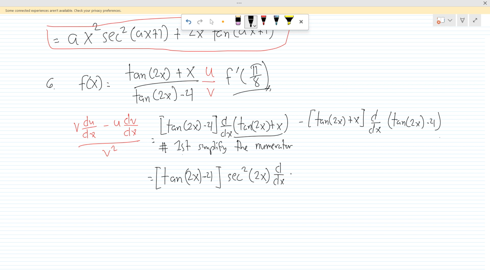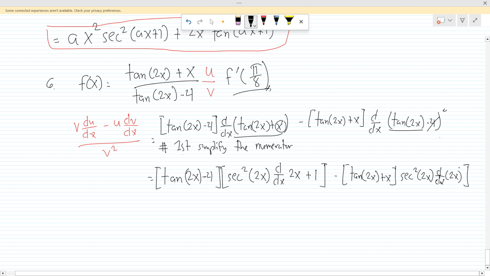So copy ko lang then 2x, then the derivative of 2x plus x. What is the derivative of x? 1 po. Okay, plus 1. Tama ba? Secant squared, then 2x plus x. Then minus, copy po yung ating tangent of 2x plus x. What is the derivative of tangent 2x? Secant squared of 2x, then the derivative of 2x. And what is the derivative of 4? 0. So this would be our equation.